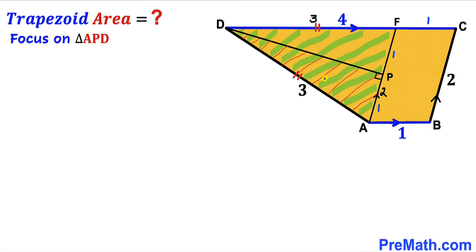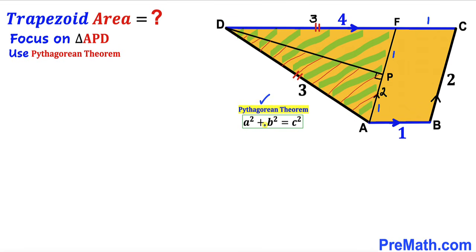And here's our next step. Let's focus on this right triangle APD. We are interested in calculating this side PD, so we are going to apply the Pythagorean theorem on this triangle. Here's our Pythagorean theorem: a squared plus b squared equals c squared. Here our hypotenuse is 3, and our other two legs are AP and PD. Let's go ahead and fill in the blanks in this Pythagorean formula. We get PD side length squared plus 1 squared equals our hypotenuse 3 squared.